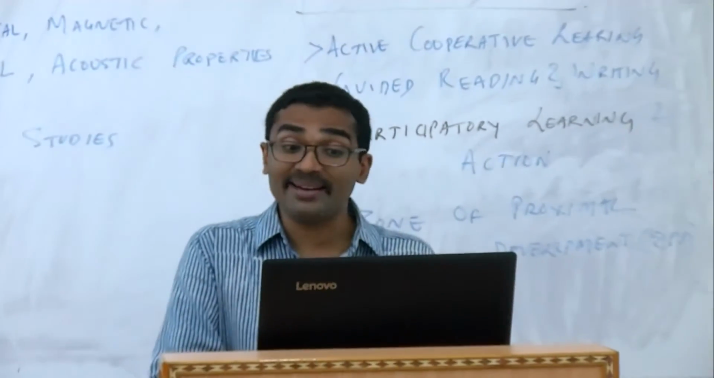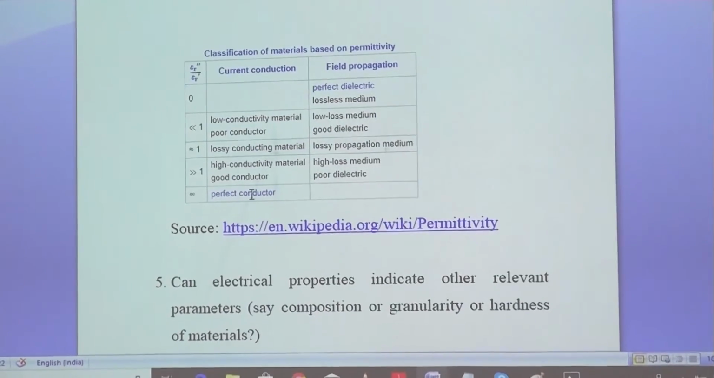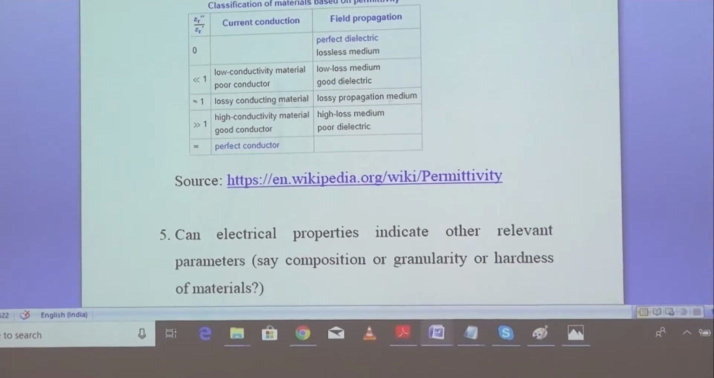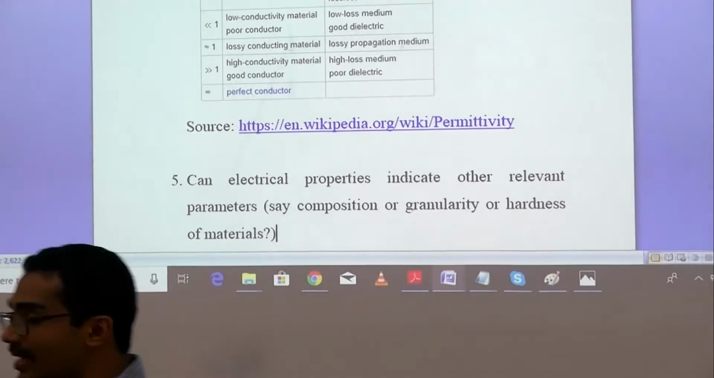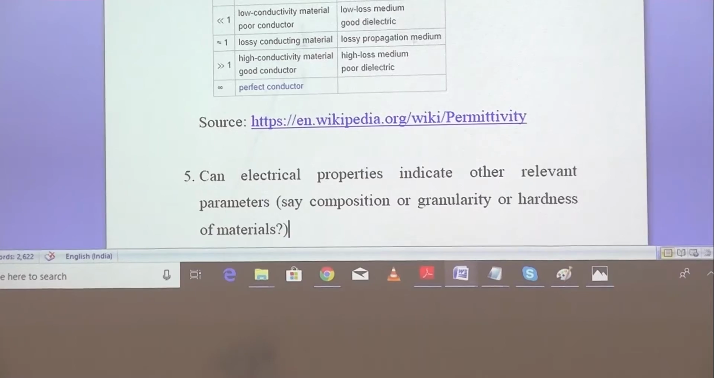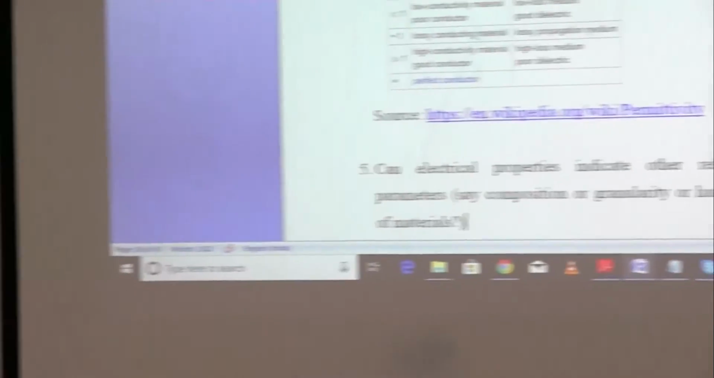Can the electrical properties of a material be used to determine composition, granularity or hardness, or maybe fracture in the material? This is a question. Just discuss this question with one another. Can I use electrical properties of a material to determine composition, granularity, hardness of a material? Is it allowed, disallowed? Can you be creative?